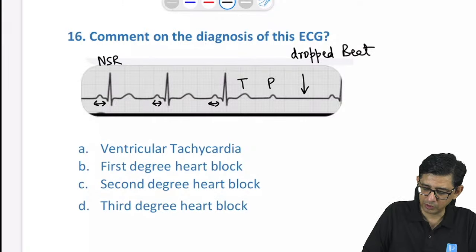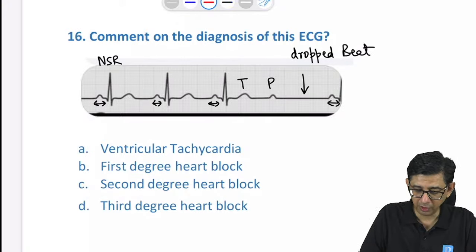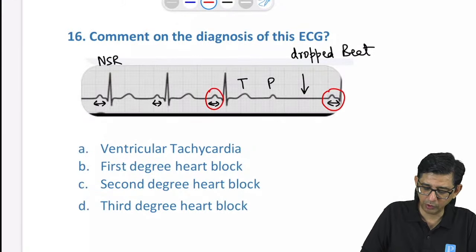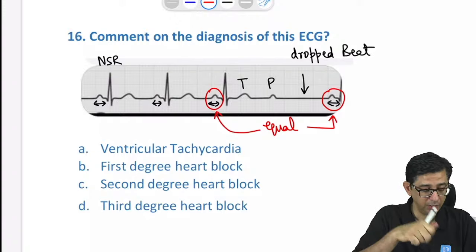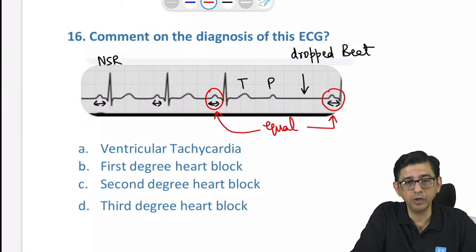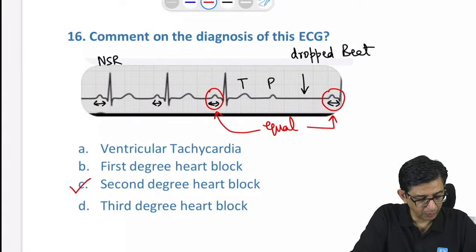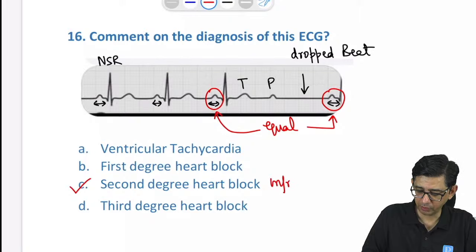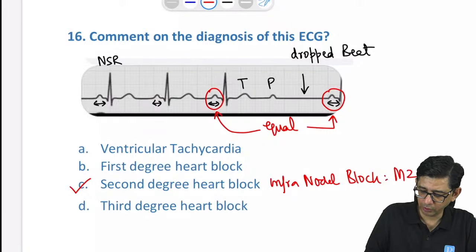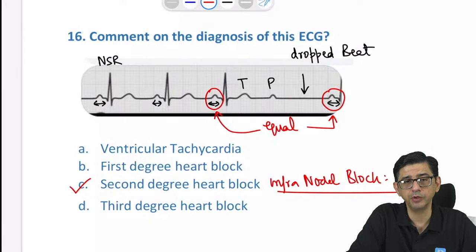What you need to check in this question is the PR interval after the dropped beat and the PR interval before the dropped beat, because they are equal. Considering that they mathematically look almost the same size, this would be answered by you as Mobitz II heart block. There was no Mobitz II heart block in the options, so the correct answer for this one would be option number C. That would be a second degree heart block, not a sawtooth appearance. It would be called an infranodal heart block. In fact, the defect would be at the bundle of His. So we call it Mobitz II heart block. The correct answer for this one is option number C.